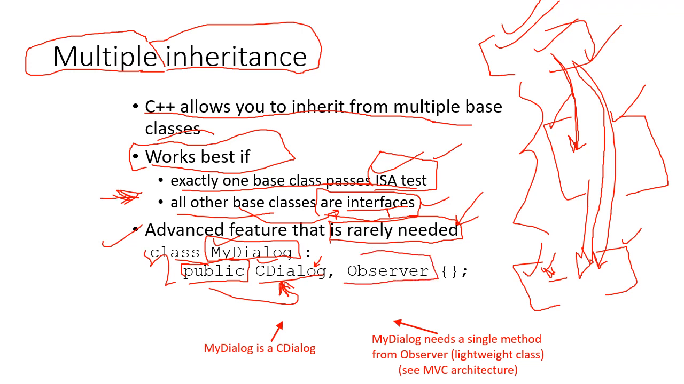And here we are writing Observer. So MyDialog is a CDialog. That is in what way you can call it. MyDialog is a CDialog because it has all the access to the information that CDialog has. And then the next point is that MyDialog needs a single method from Observer, that is a lightweight class. This will be called a lightweight class. Here we are talking about this Observer, and this is a lightweight class.